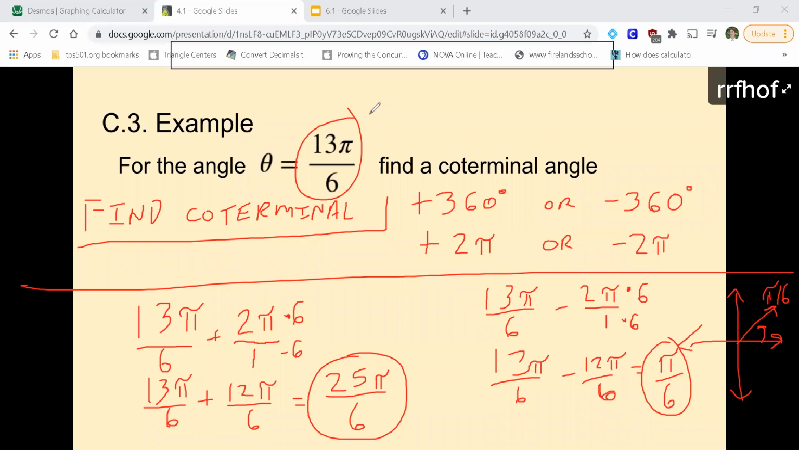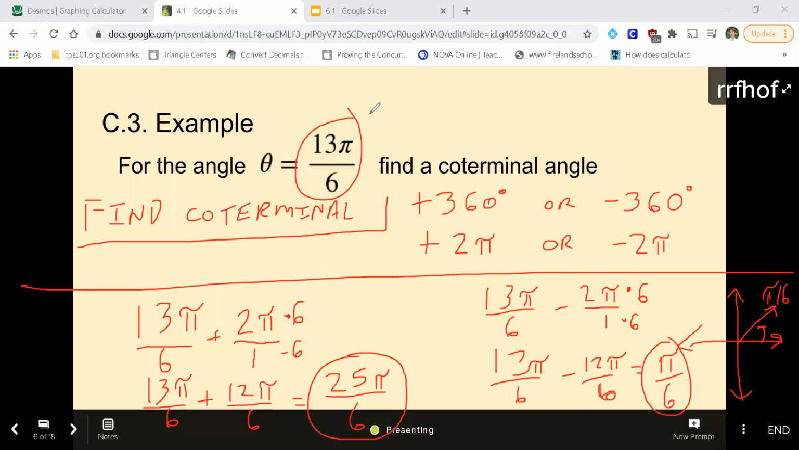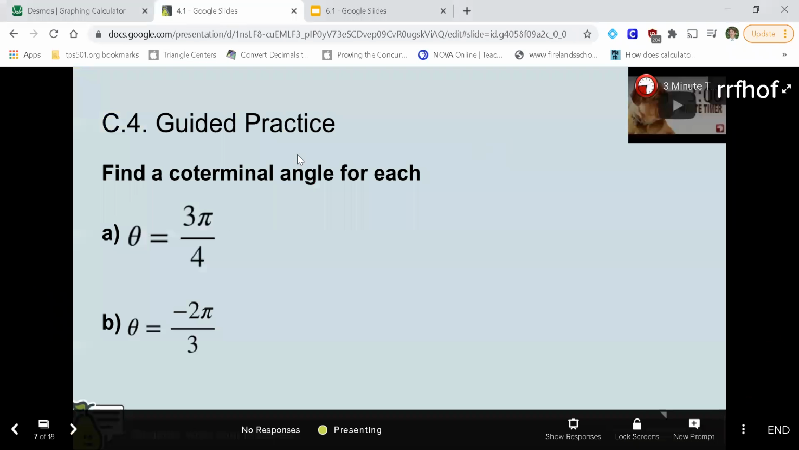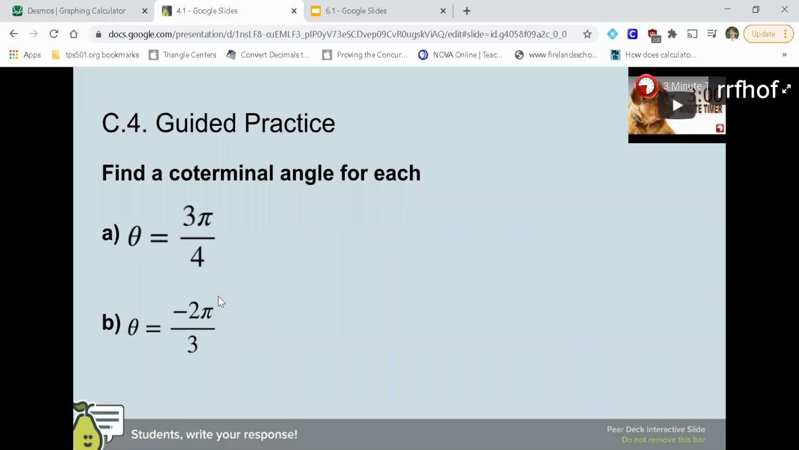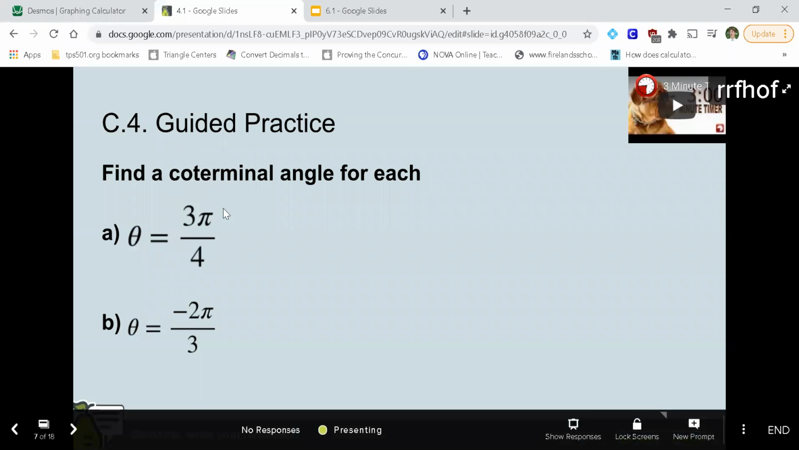All right. Questions about the example, or does anyone need more time to write? Okay, then I'm going to give you some problems to try on your own. So here are two angles in radians. Find any coterminal angle for each one. Could be the next largest, could be the next smallest, could be 3 full revolutions ahead of the other. I don't care. I just need any coterminal angle for each of these.